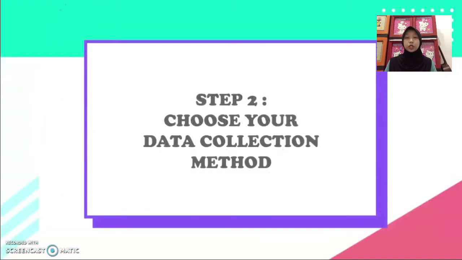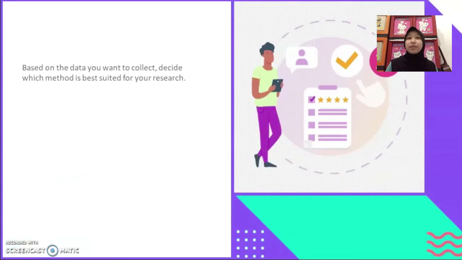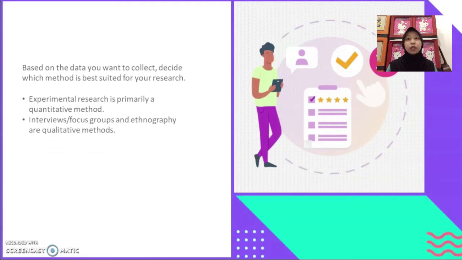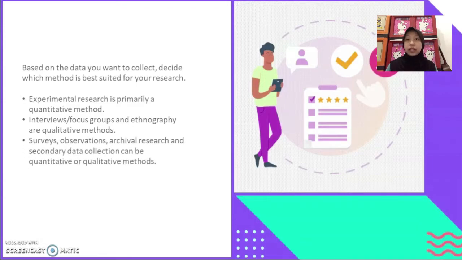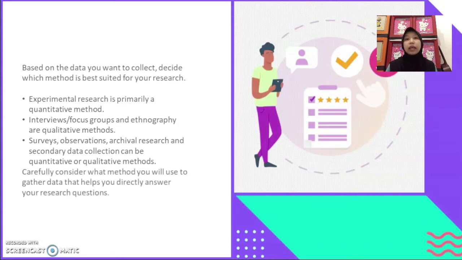Step 2. Choosing your data collection method. Based on the data you want to collect, decide which method is best suited for your research. Experimental research is primarily a quantitative method. Interviews or focus groups and ethnography are qualitative methods. Surveys, observations, archival research, and secondary data collection can be quantitative and qualitative methods. Carefully consider what method you will use to gather data that helps you directly answer your research questions.